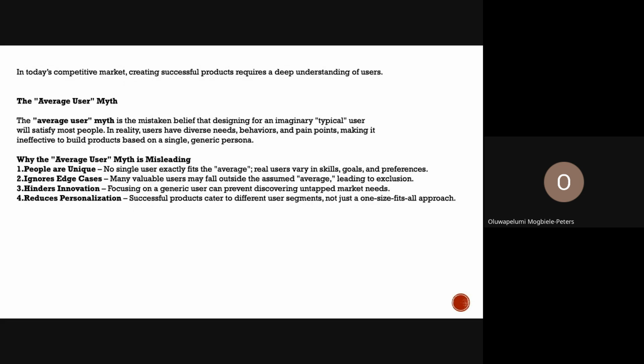Also, one other major problem of the average user myth is that it reduces personalization. Everybody wants something bespoke. Everybody wants something that speaks to them, that is for them, that aligns with them. Once you start making it too generic, it loses that touch of personalization.